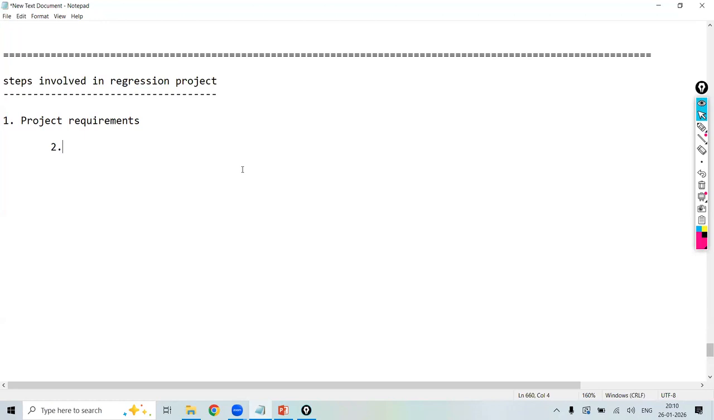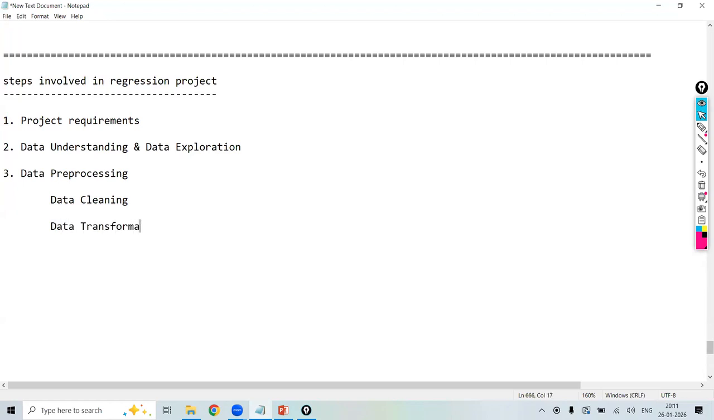Second step. What is the second step I'm going to do? I'll explore the data. We call it data understanding. I'll understand each and every column name, and along with that I'll do the data exploration. What is my second step? Data exploration. And in the third step, I will do the data pre-processing, that is cleaning the data. Data cleaning or data transformations. I will do the data cleaning and data transformations.